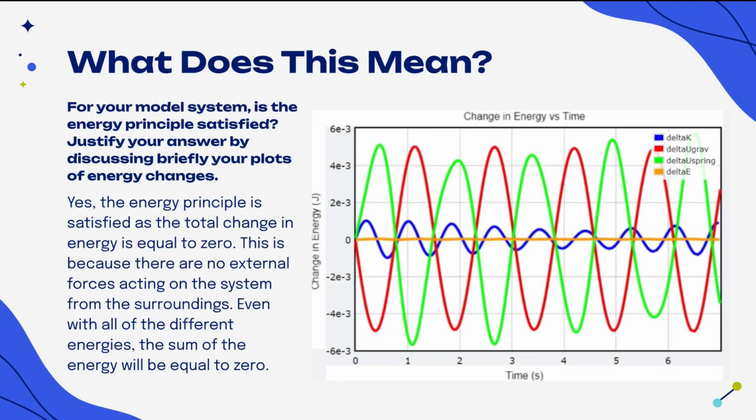So what does this mean? First, does the model follow the energy principle? And yes, the energy principle is satisfied as the total change in energy is equal to 0. And this is because there are no external forces acting on the system and the surroundings. And even though there are all different sums of different energies, they will all sum out to be 0. And this is shown as the delta UG perfectly is able to cancel out the delta US, and they're able to cancel each other out so that the overall change in energy is going to be equal to 0.